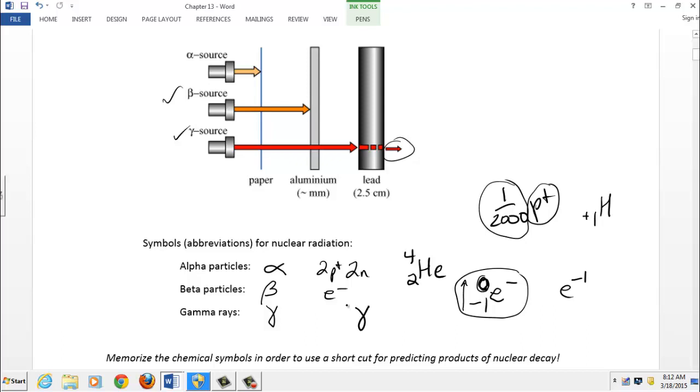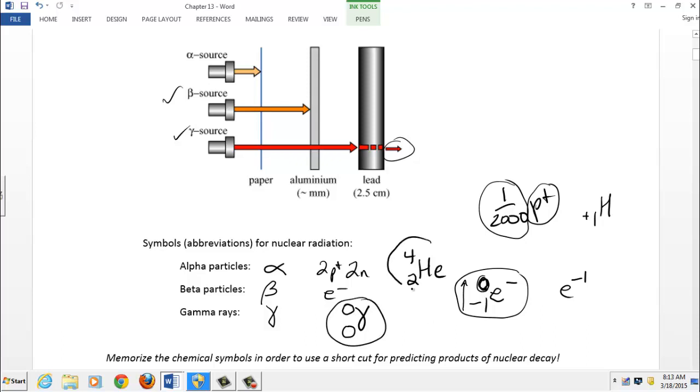Light doesn't weigh anything. So the mass number is 0. How about the atomic number of light? It doesn't have any charge. Positive, negative, no. So 0 charge, 0 atomic number. There you go. The gamma ray, the chemical symbol is just a gamma with 0, 0.